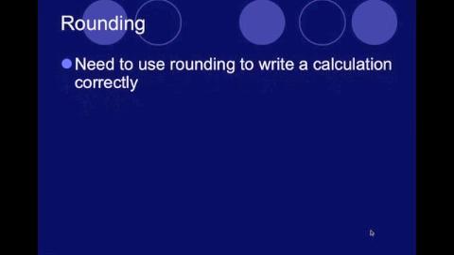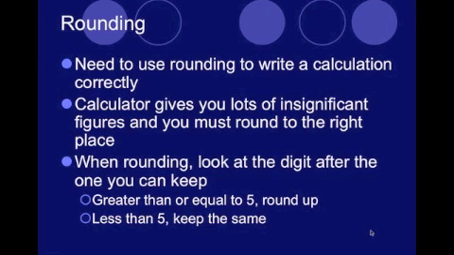Now, rounding. When rounding, we need to write these calculations with significant figures. Calculators give us a ton of numbers. So, when we round, if it's 5 or above, we always round the next number up. If it's less than 5, we keep the number the same.